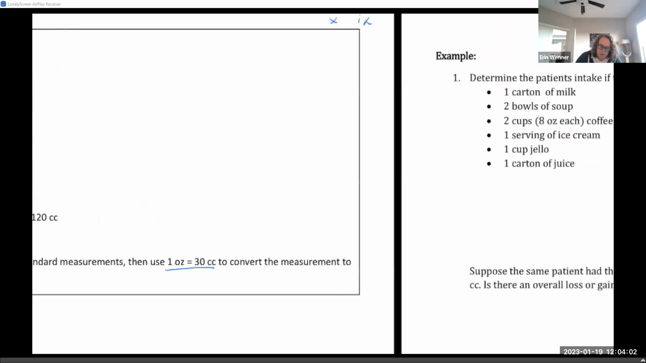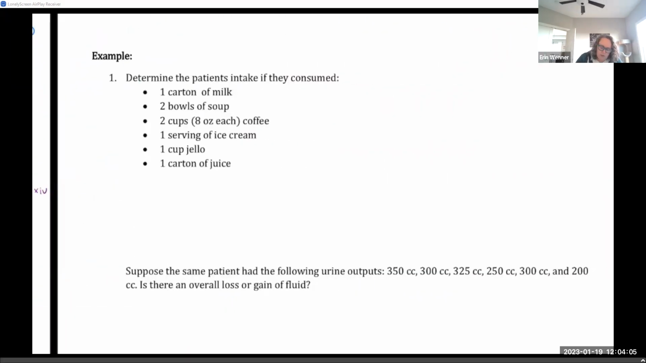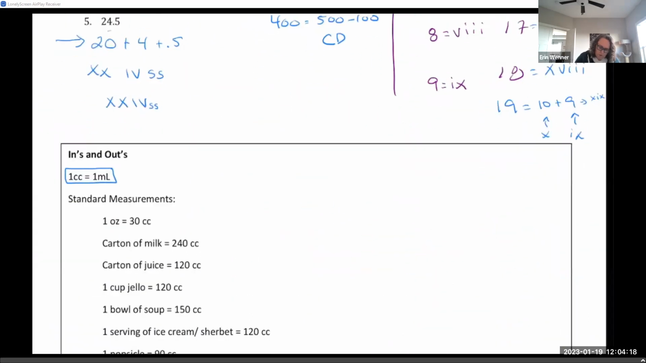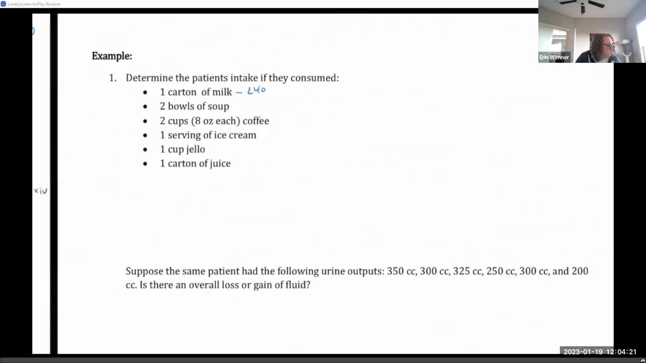So if we go to the next page, it says, determine the patient's intake if they consumed the following. So we have 1 carton of milk, which we know from the previous page is 240. Is that what we have? Yep, 240. 2 bowls of soup. So 1 bowl of soup is going to be 150. 2 cups of coffee, and they're 8 ounces each. A serving of ice cream, which is 120. A cup of Jello, which is 120, and a carton of juice, which is also 120. And we want to know the patient's intake.